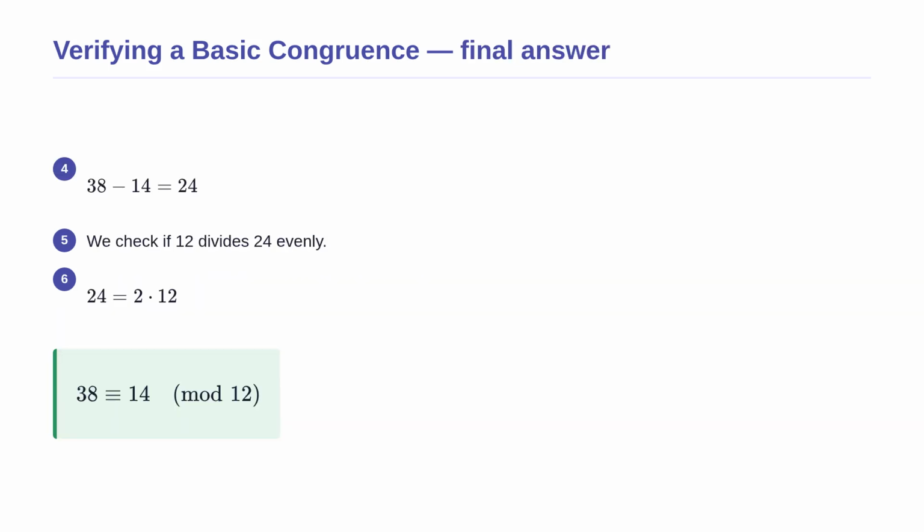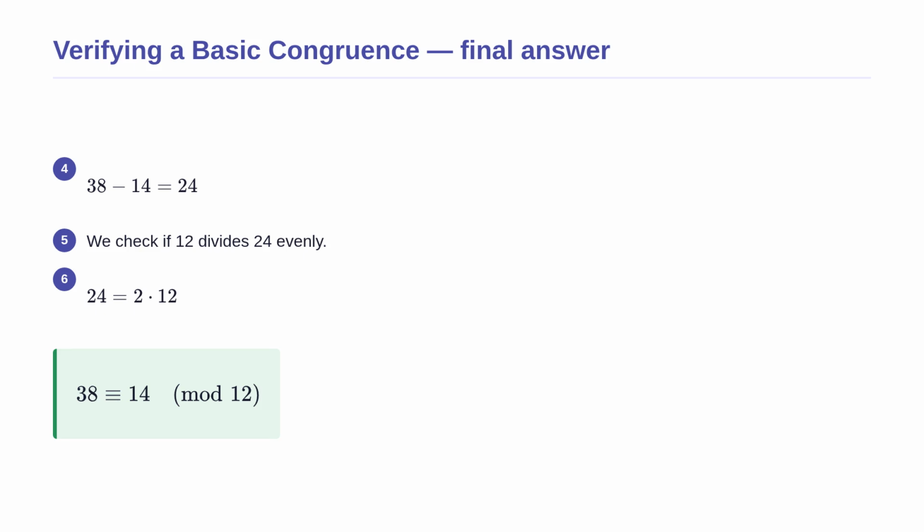Continuing with our calculation, we find that the difference between the two numbers is 24. Now we must determine if 24 is a multiple of our modulus, 12. We do this by seeing if 12 divides into 24 without leaving a fraction. This is a simple mental math check. We can clearly see that 24 is exactly 2 times 12. Because there is no leftover fraction, 12 divides 24 perfectly. The integer 2 represents the number of full cycles between the two values. Since the difference is a perfect multiple of the modulus, the condition for congruence is met.